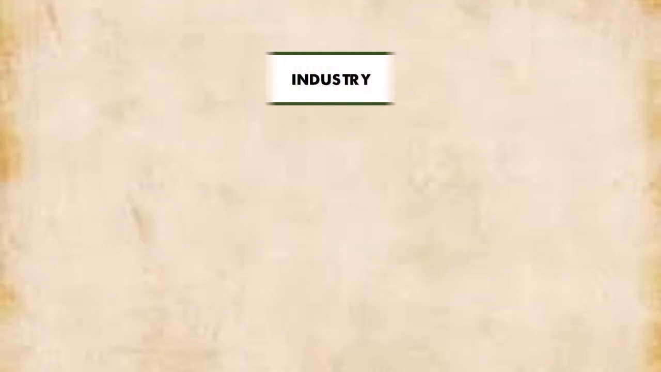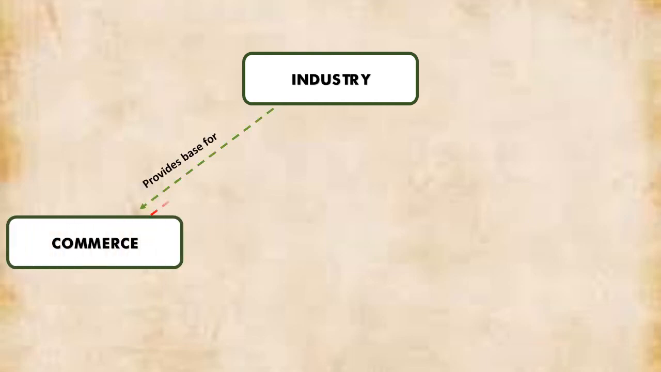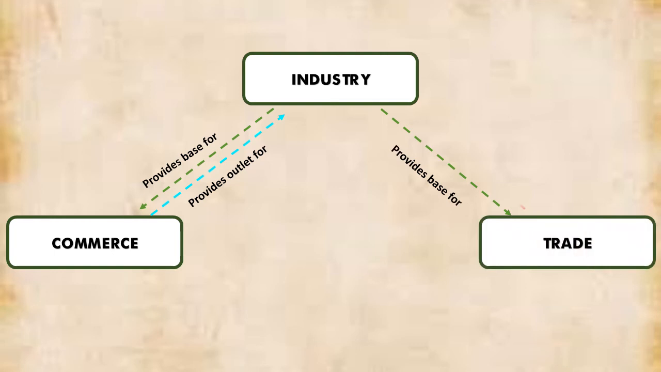So, here you can see industry provides base for the commerce, and the commerce provides outlet for the industry. Again, industry provides base for the trade, and the trade provides outlet for the industry. And so, this is how they are interlinked with each other.